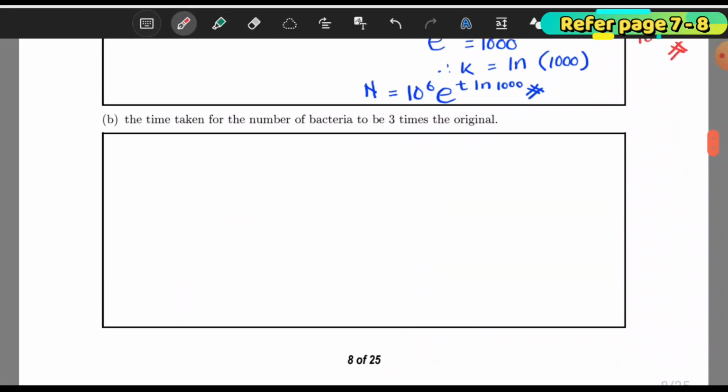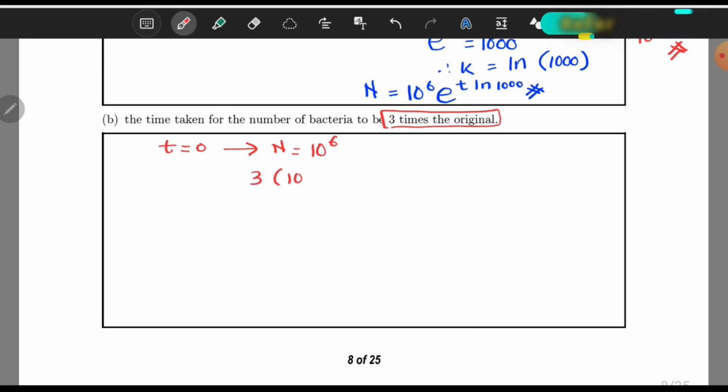Now we go to part B. Find the time taken for the number of bacteria to be 3 times the original. So when t equals 0, the original N equals 10 to the power of 6. So 3 times the original means 3 times 10 to the power of 6. So this is the question.